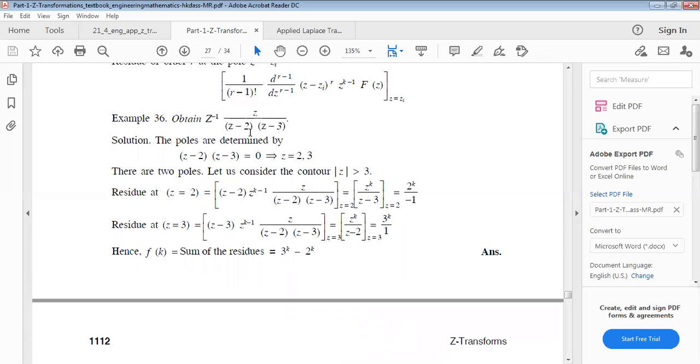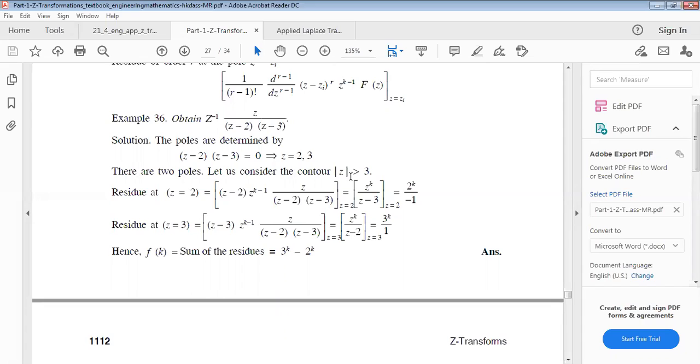Now, to obtain the inverse z-transformation of this, we have to use the residue method. The poles are determined where the function is undefined. If z - 2 = 0 or z - 3 = 0, then something divided by 0 is undefined, meaning infinity. So the poles are determined where the denominator (z - 2)(z - 3) is 0, that is, z = 2 and z = 3. These are called poles. Now there are two poles.